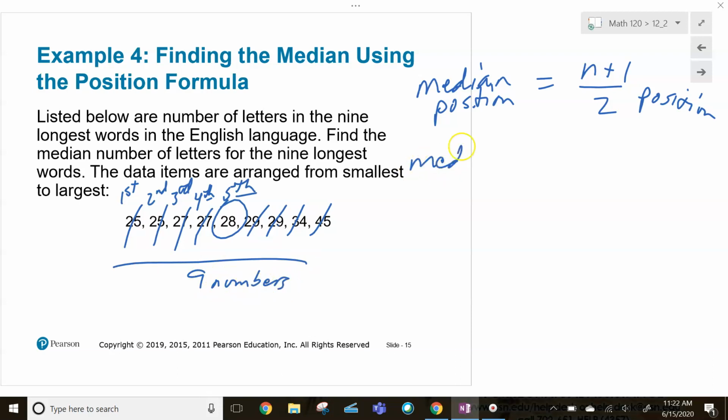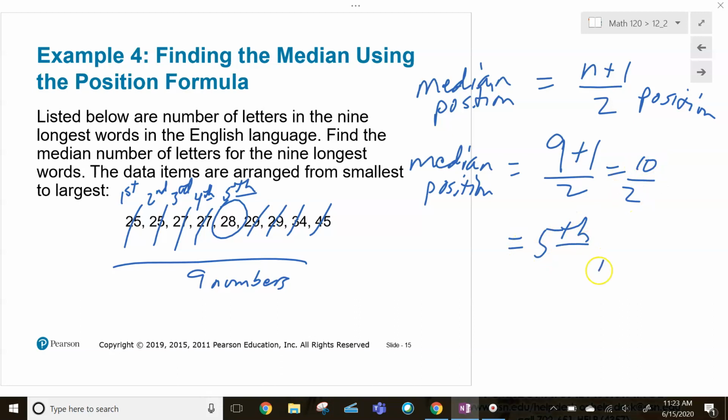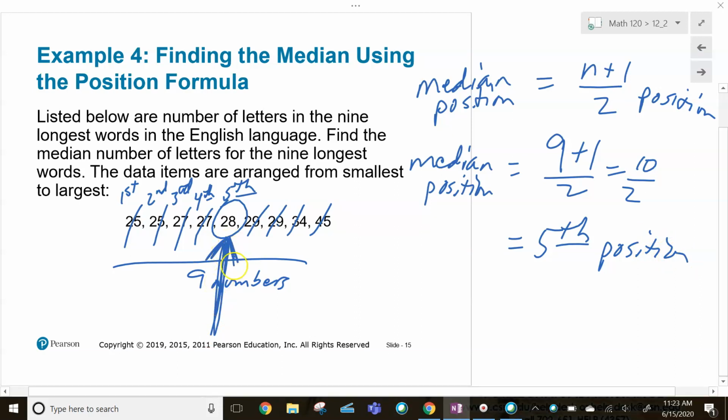So the median, where is it? The median position will be, take how many numbers you have. We have 9 total numbers here. It's in the 5th position. Now, how is this helpful?